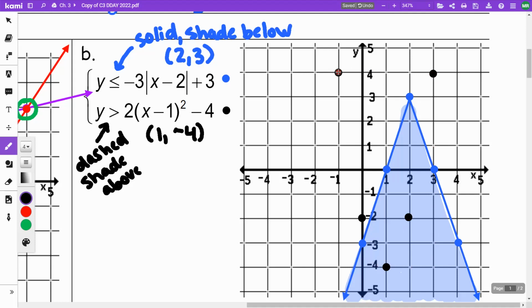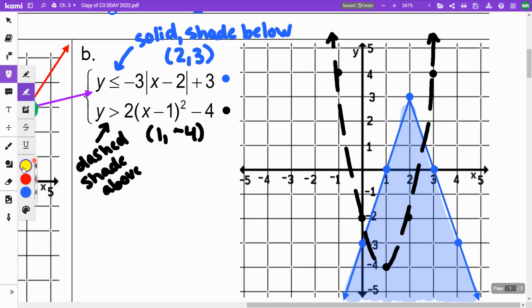Now this is going to be dashed, so I'm going to come here and get a dash stroke, and I am going to draw it. And again, this one I want to shade above because it's greater.